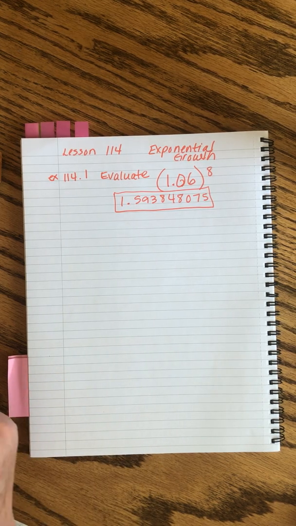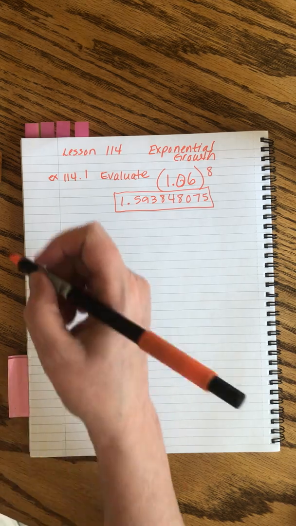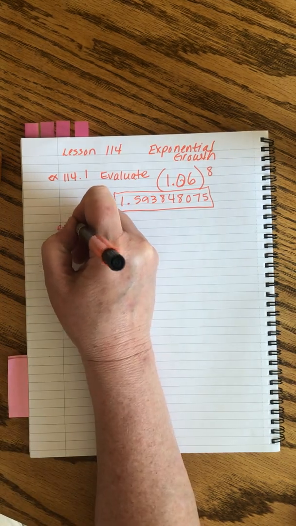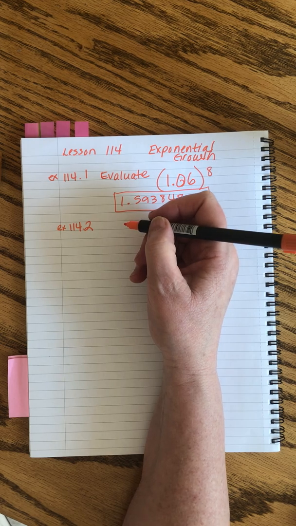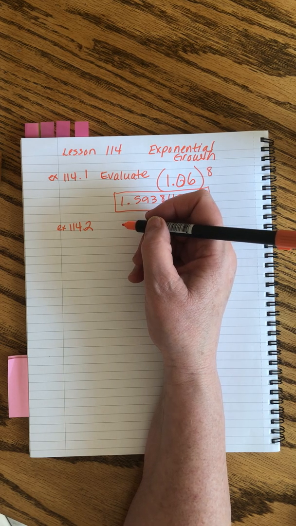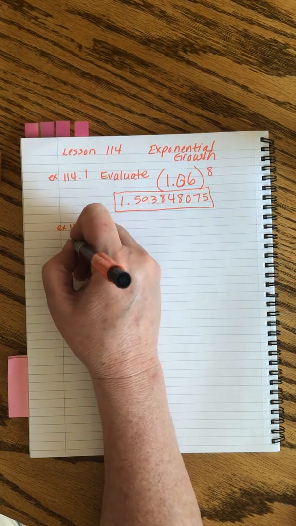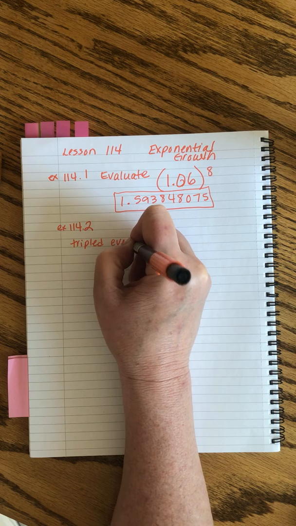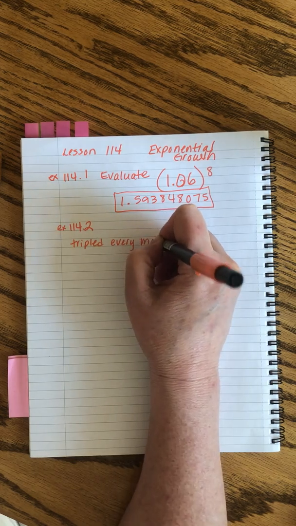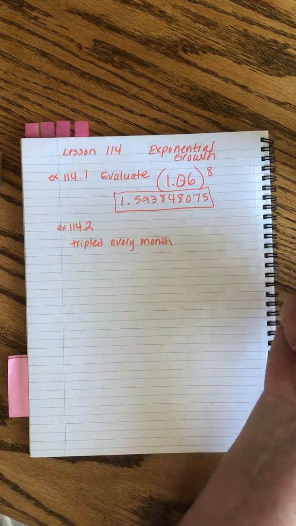All right, let's do a problem that actually shows you exponential growth. They're stories, but that's okay. That helps us make sense of it. The number of bacteria in the dish tripled every month. Okay, I'm gonna write that down. So this is some sort of science experiment.